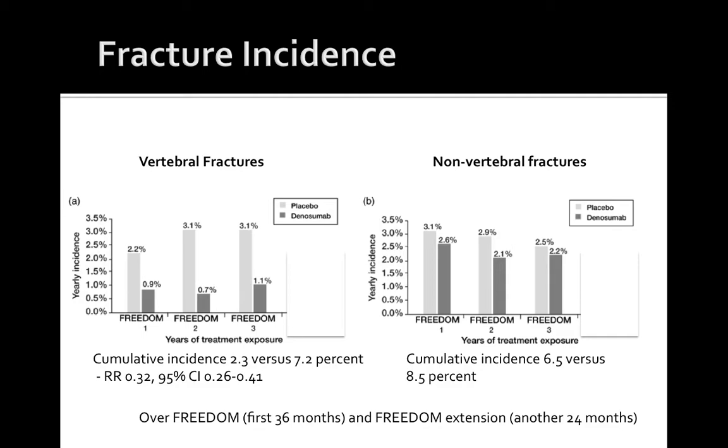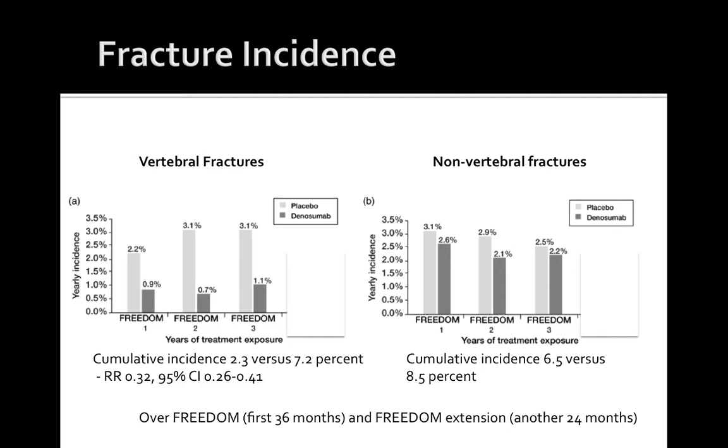To try and put that for the people that like pictures, the vertebral fractures are here and the non-vertebral fractures on the right-hand side. We're just going to look at FREEDOM initially. The cumulative incidence of a vertebral fracture at that time was 2.3% on Denosumab compared to 7.2% in placebo. So that's a pretty good relative risk of 0.32. And if you're looking at absolute risk reduction, that's almost 5%, with a number needed to treat of around 20.